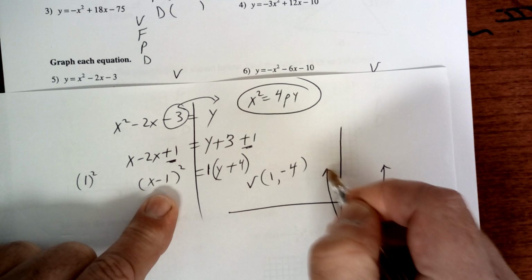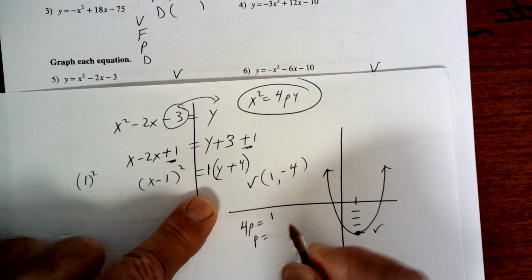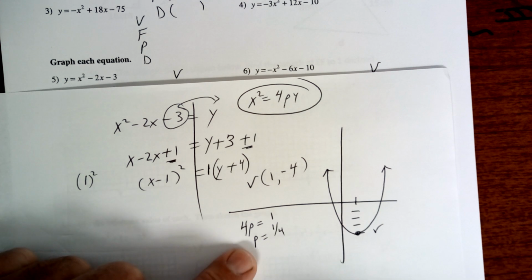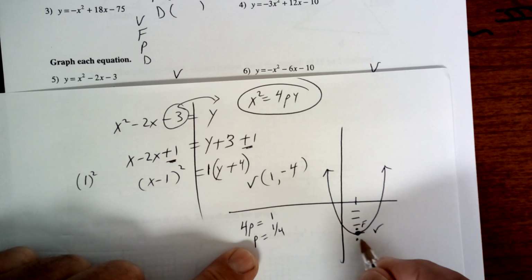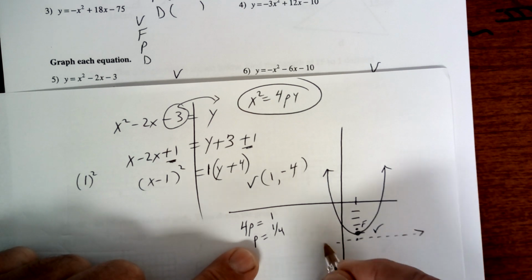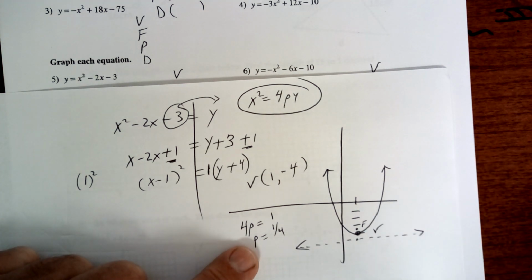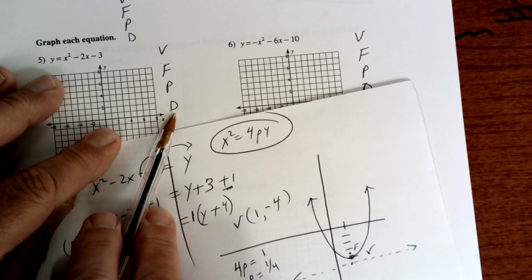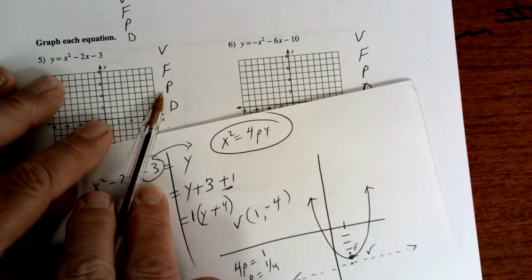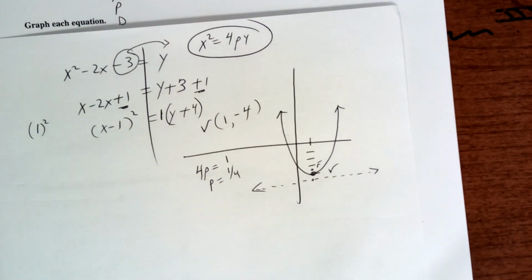Let's find the p-value. So put 4p is equal to 1. P is equal to 1/4. So you want to go up a 4 and put a focus. And you want to go down a 4 and put a directrix. The directrix makes the parabola go the other way. It's not going to cross the directrix. Okay? And there it is. And that's everything we need. Directrix, p, focus, and vertex.